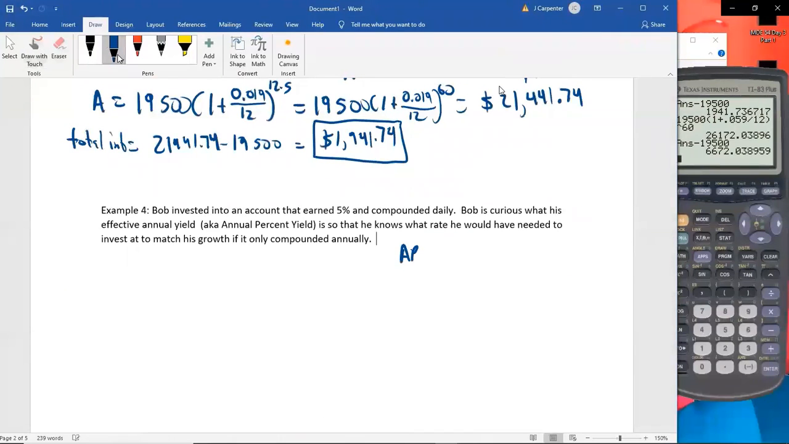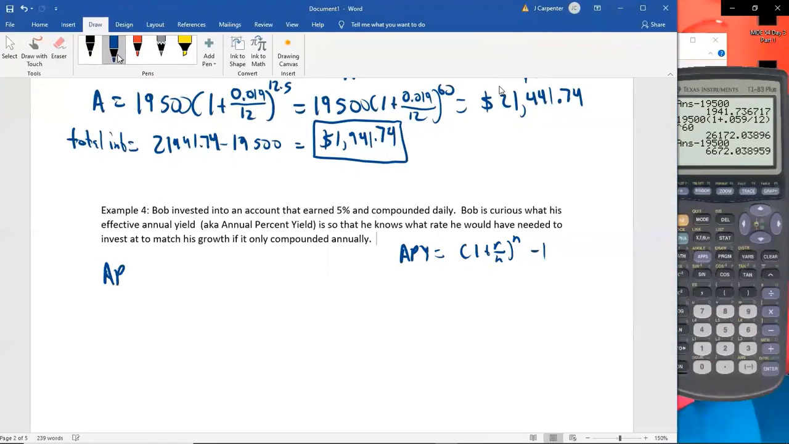So APY equals (1 plus r over n) raised to the n, then minus 1. So again, Bob's goal here is to say, I know I put my money into a 5% account that compounded daily, but what if someone else is offering accounts that only compound once per year instead of 365 times in a year? He wants to know what rate he would need in that account to match his growth. Because if he gets 5% compounding annually, he won't match his growth. He won't get as much money. It's going to need to be a little more. So what's the effective rate?